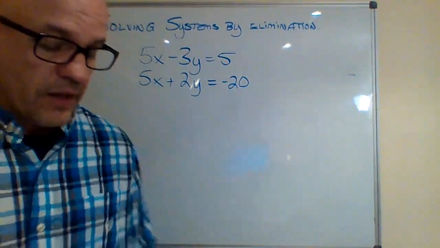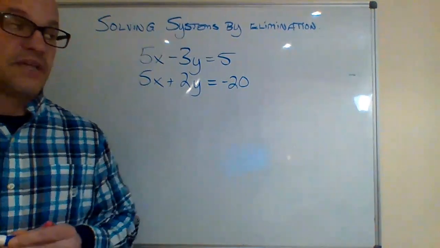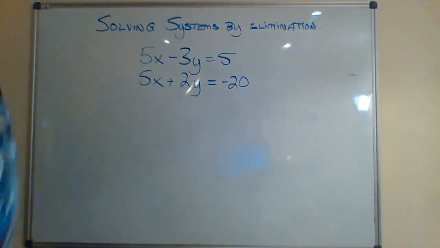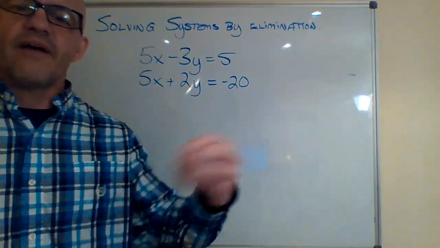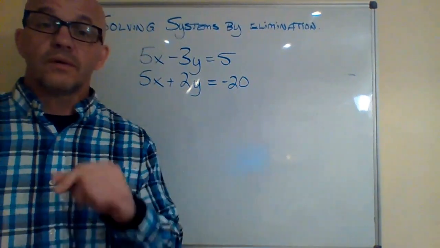Now, when I look at this, the difference is when I look at those x's, well, they're both 5s, but if I add them together, they're not going to eliminate. One has to be positive 5, one has to be negative 5. So what we're going to do is we're going to fix that.